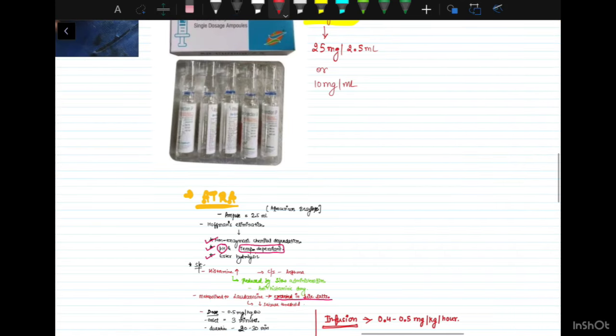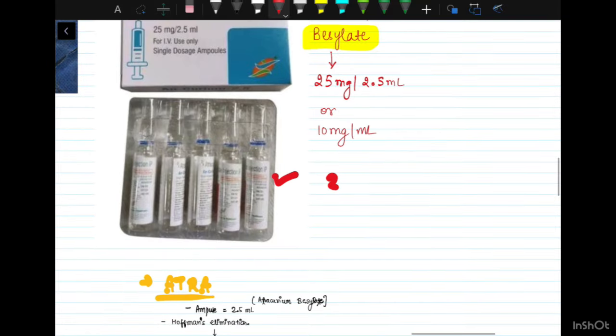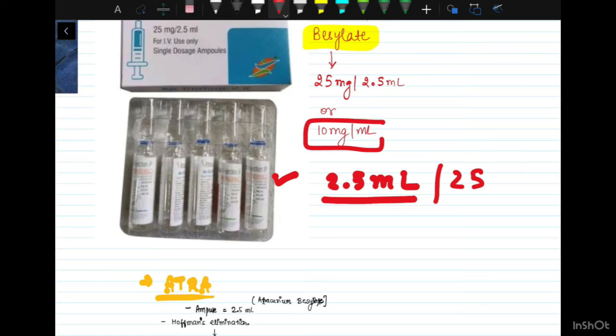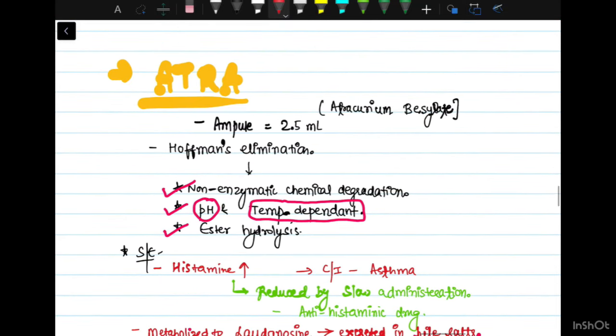Let's talk about the last drug of today, that is atracurium. It comes in ampules which are 2.5 ml, and it consists of 25 mg. That means very similar to rocuronium, that is 10 mg per ml. This is the concentration. The best part with atracurium is that it is not dependent on other organs for its metabolism and excretion.